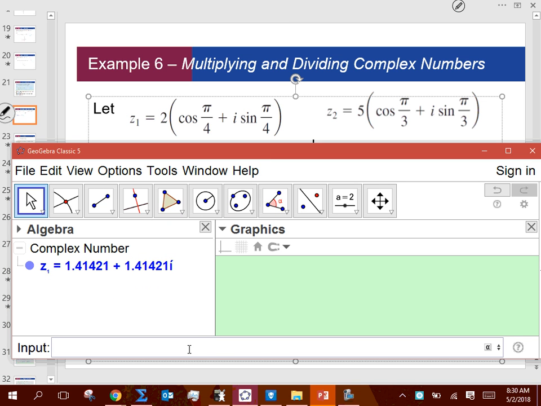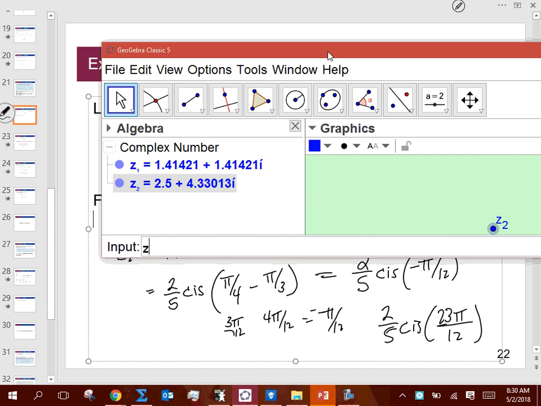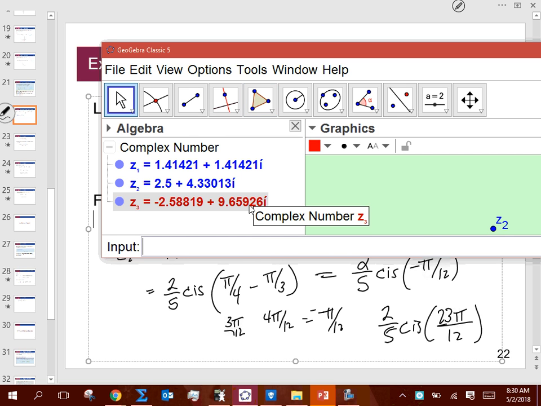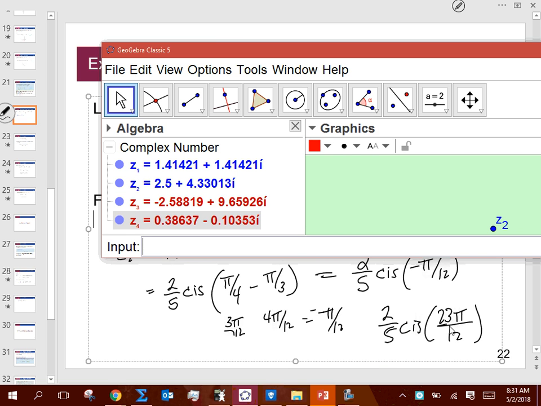Then Z2 we said is 5 times cosine of pi over 3 plus i times sine of pi over 3. So I get that. Okay. Now, like I said earlier, we already did Z1 times Z2. This is just allowing me to check to make sure we've done things correctly. And we had that earlier. But now if I do Z1 divided by Z2, I get that number right there, which should be this thing.